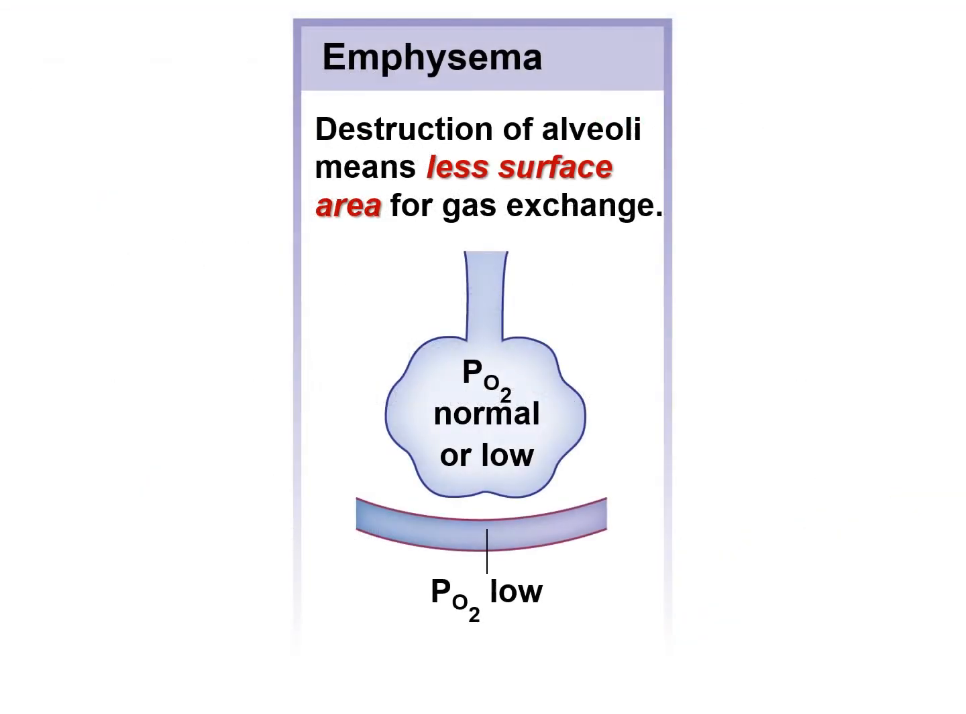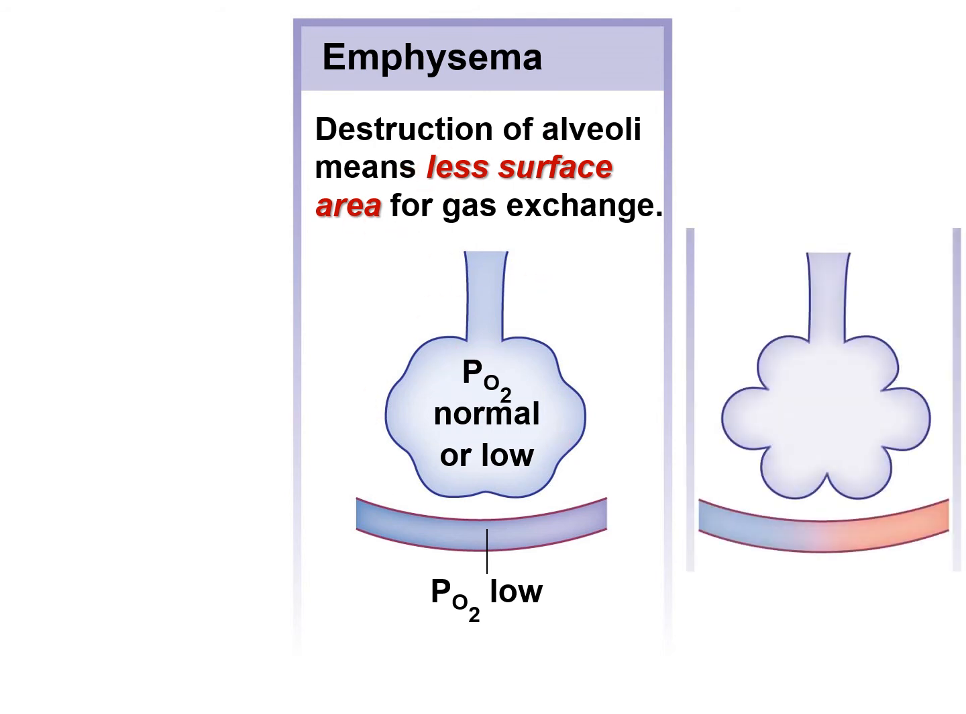So here's an example, as I mentioned in the previous slide. The condition of emphysema is the result of destruction of alveolar surface area. So there's less surface area for gas exchange. Over here on the right would be a normal cartoon alveolus, and you can see there are more pouches, more membrane surface, and when there's more membrane surface, there's more opportunity for gas molecules to interact.